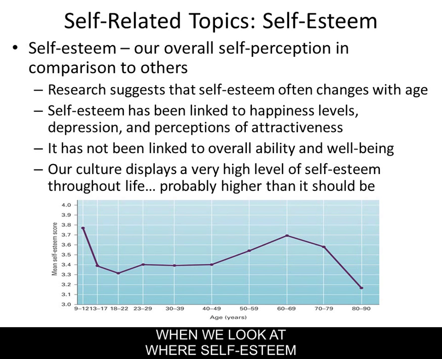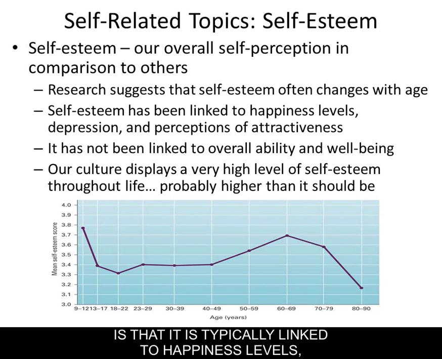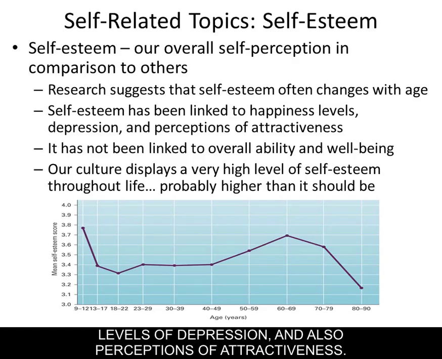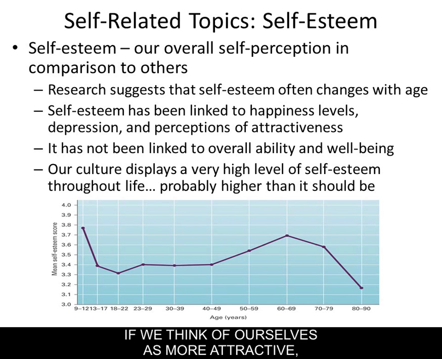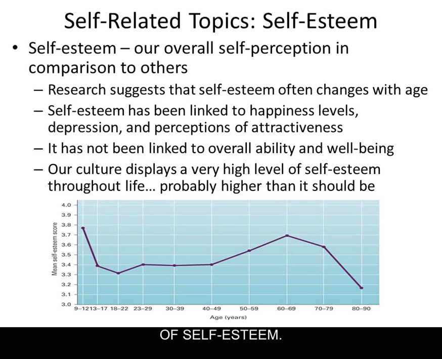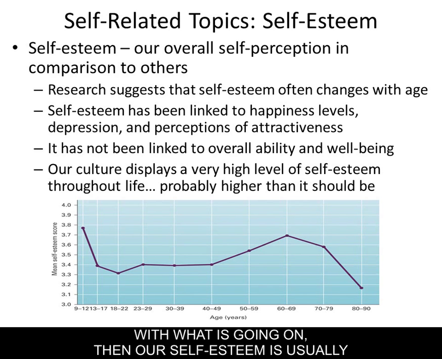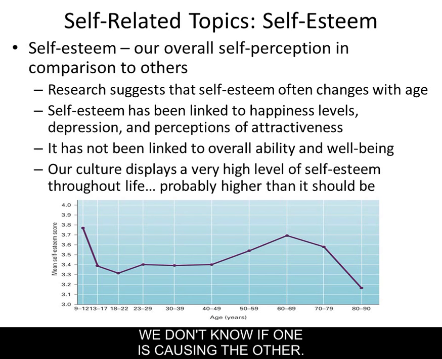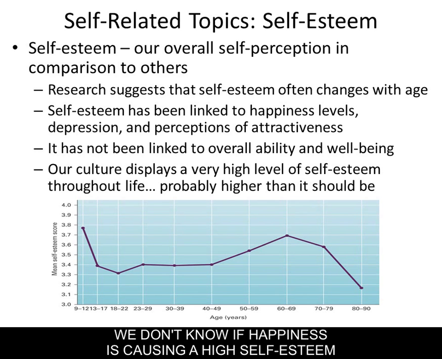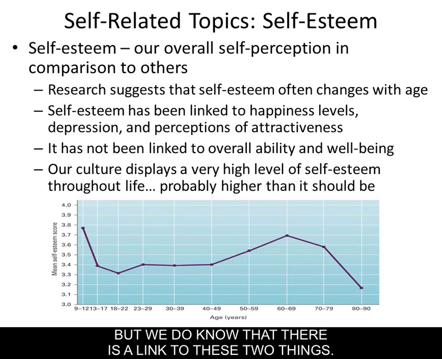And when we look at where self-esteem is coming from, what we see across most groups is that it's typically linked to happiness levels, levels of depression, and also perceptions of attractiveness. So if we think of ourselves as more attractive, we typically perceive ourselves as having a higher level of self-esteem. And if we're happy with our life and happy with what's going on, then our self-esteem is usually much, much higher. Now, we don't know if one is causing the other. We don't know if happiness is causing high self-esteem or high self-esteem is causing happiness, but we do know that there's a link between these two things.